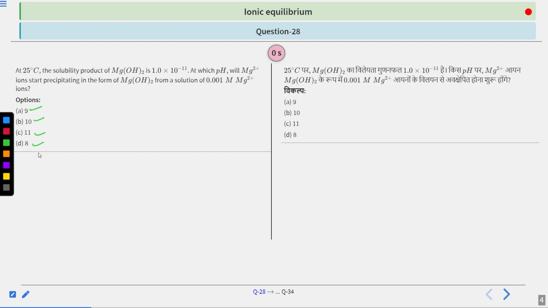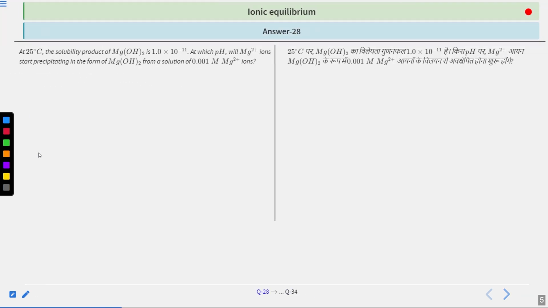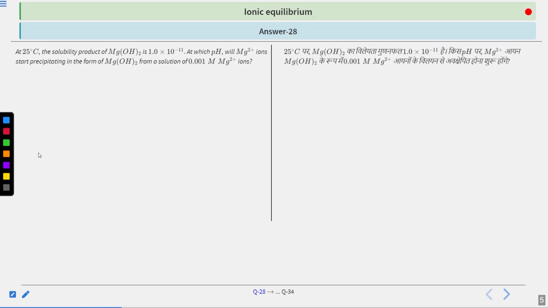Your time is up. So in this question, two data are given. First is the solubility product, that is Ksp, given as 1 into 10 to the power minus 11. Second thing, your concentration of Mg2+ ion is also fixed. It is 0.001 molar. Clear? Now you have to find at what pH this criteria will be satisfied. Correct answer is B, which is 10. So pH should be 10.